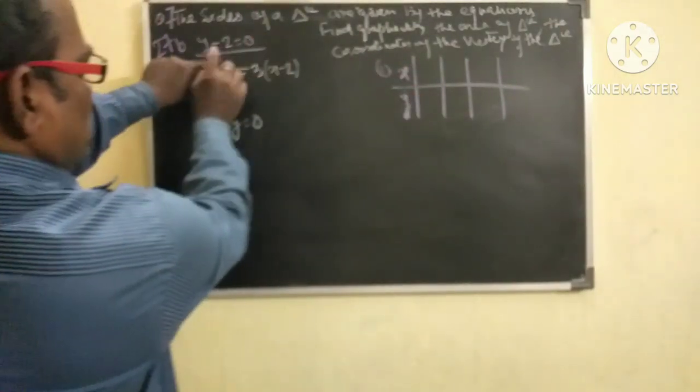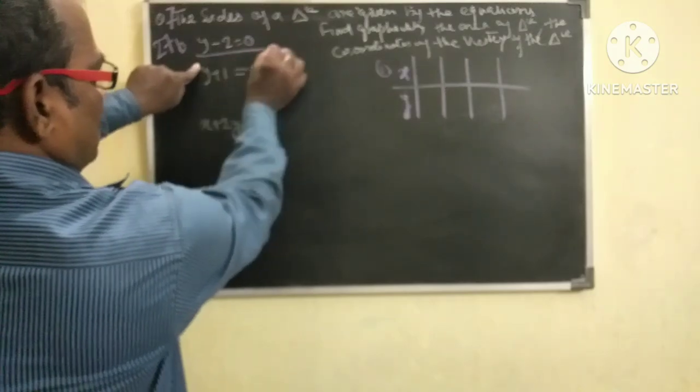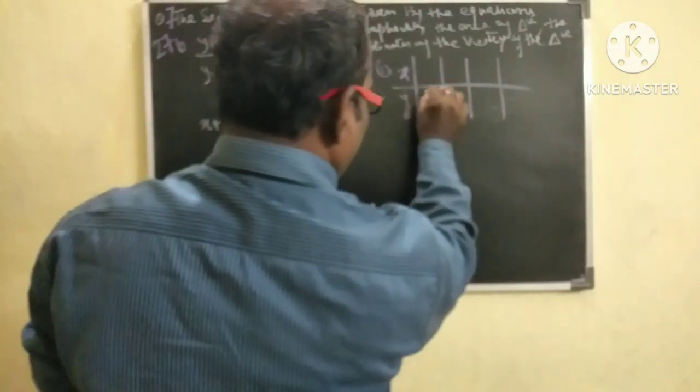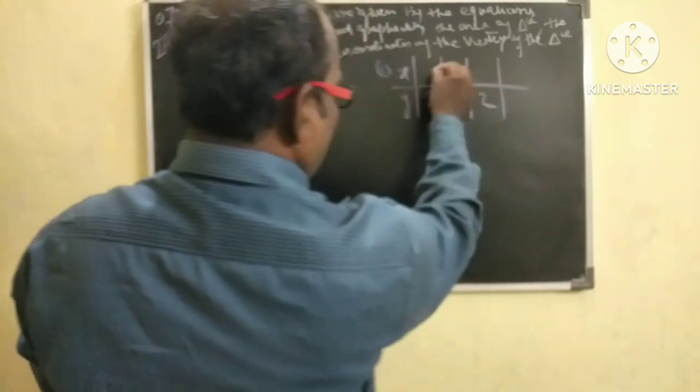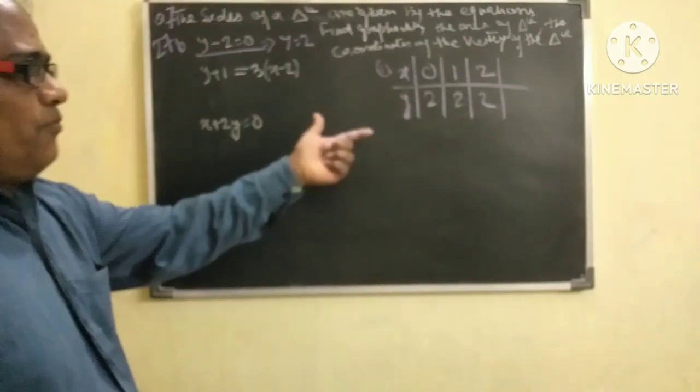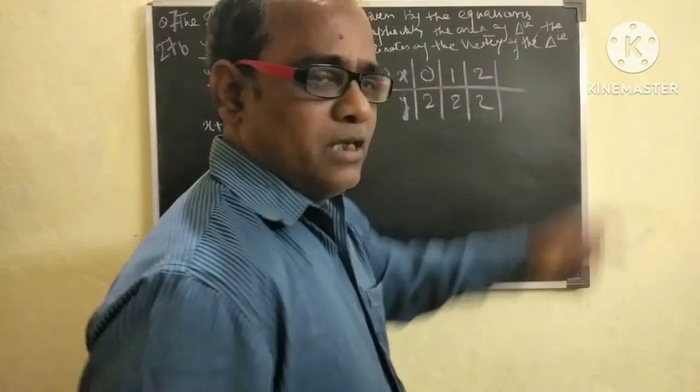So number 1, let us write down here x, y. So here this means what? y minus 2 equals 0. That implies y equals 2. That means y will be constant 2, and let us put x equals any number: 0, 1, 2. So we can plot the graph by using these points.